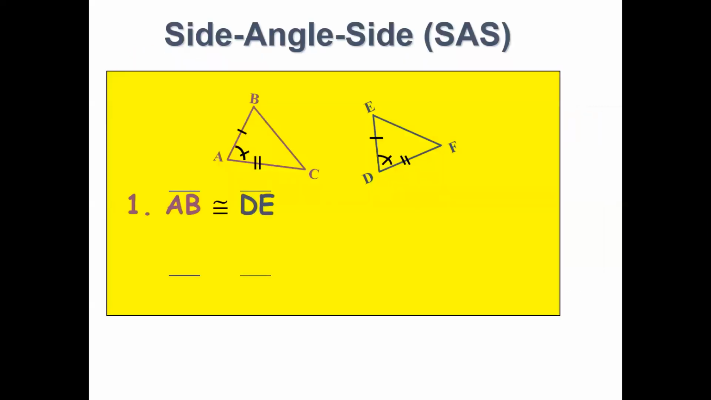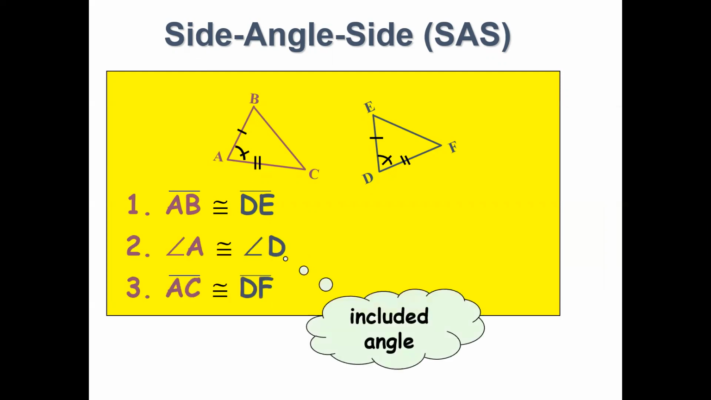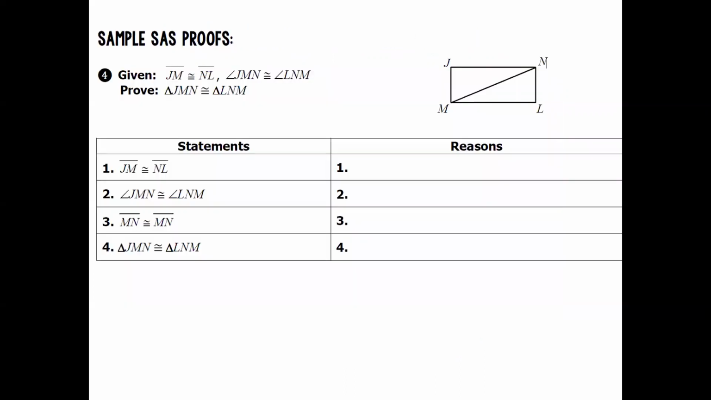So looking at these 2 triangles, we know that side AB is congruent to side DE. It's marked in the diagram. We also know that angle A is congruent to angle D. And we know that side AC is congruent to side DF. Keep in mind that angle A and angle D is the included angle between those 2 sides, and therefore we can conclude that these 2 triangles are congruent.